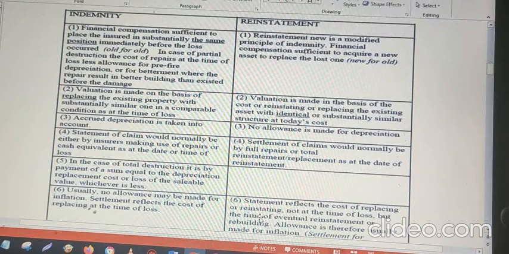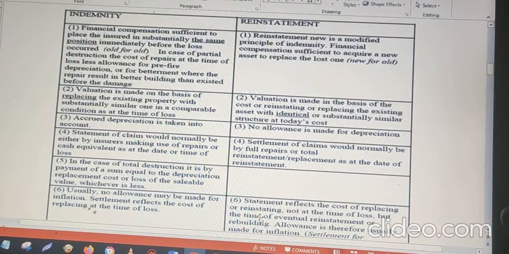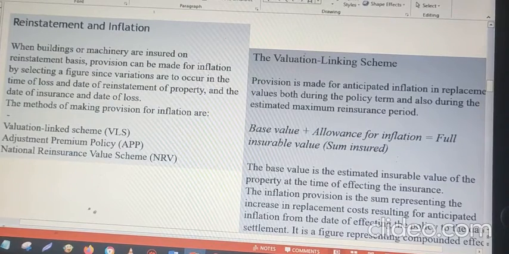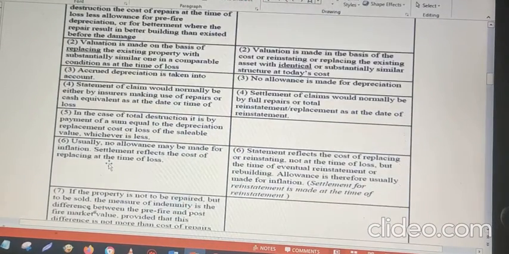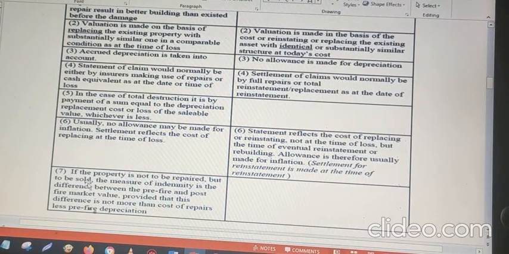6. Settlement reflects the cost of replacing or reinstating, not at the time of loss, but at the time of eventual reinstatement or rebuilding. Allowance is therefore usually made for inflation. Settlement for reinstatement is made at the time of reinstatement. 7. If the property is not to be repaired, but to be sold, the measure of indemnity is the difference between the pre-fire and post-fire market value, provided that this difference is not more than the cost of repairs less pre-fire depreciation. If repair is contemplated, it is the cost of repairs less pre-fire depreciation.